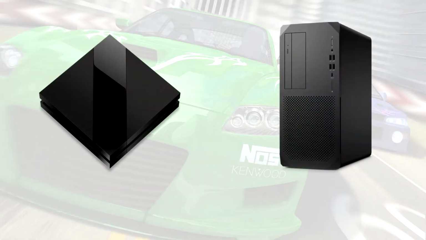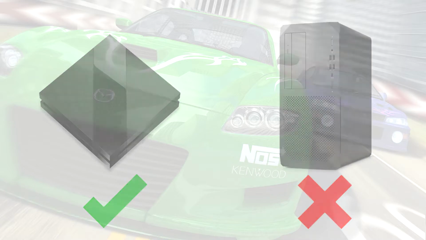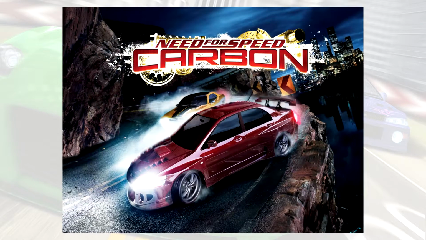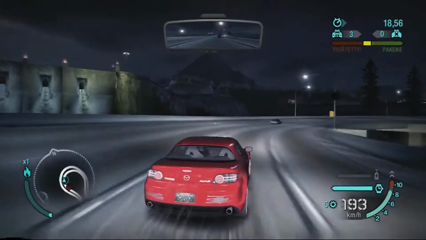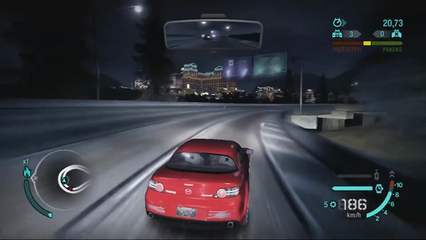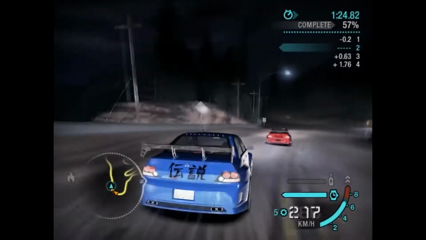There was also other times where a game would support widescreen, but not on every platform. This happened with games like Juiced 2 and Need for Speed Carbon, where they ran at 16:9 on consoles, but were restricted to 4:3 on PC.